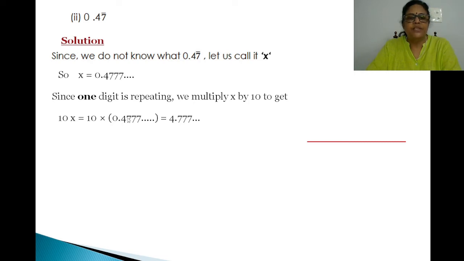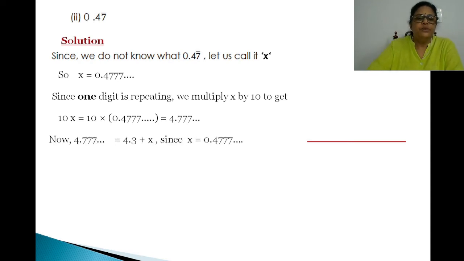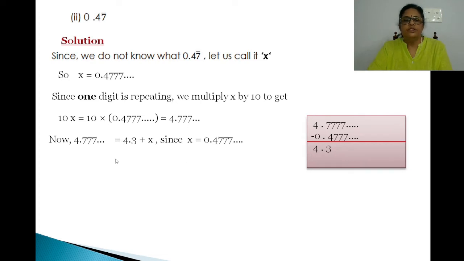So 4.777 etc. Now 4.777 etc. we can write as 4.3 plus x. What is x? 0.4777 etc. So how did we get 4.3? We will subtract this x, that means 0.4777 etc., from the left hand side 4.777 etc.